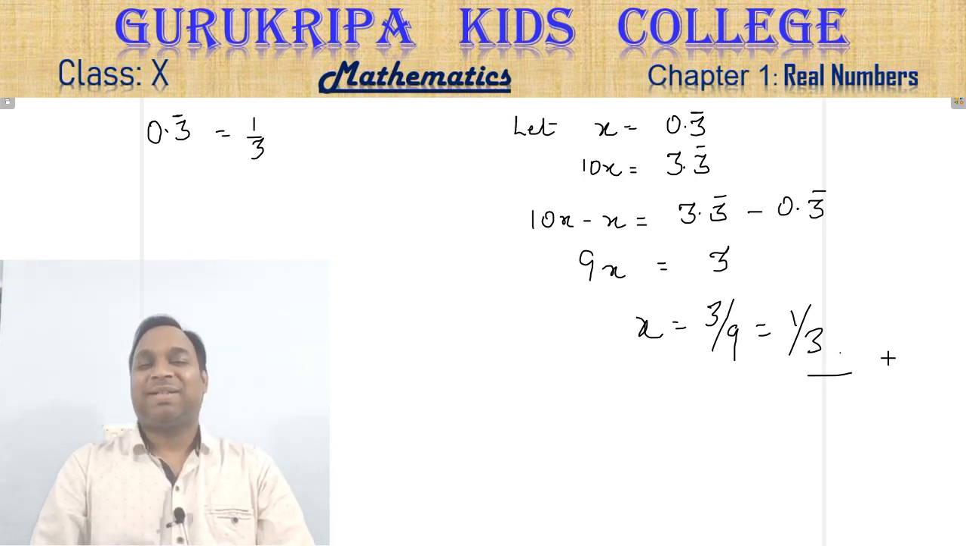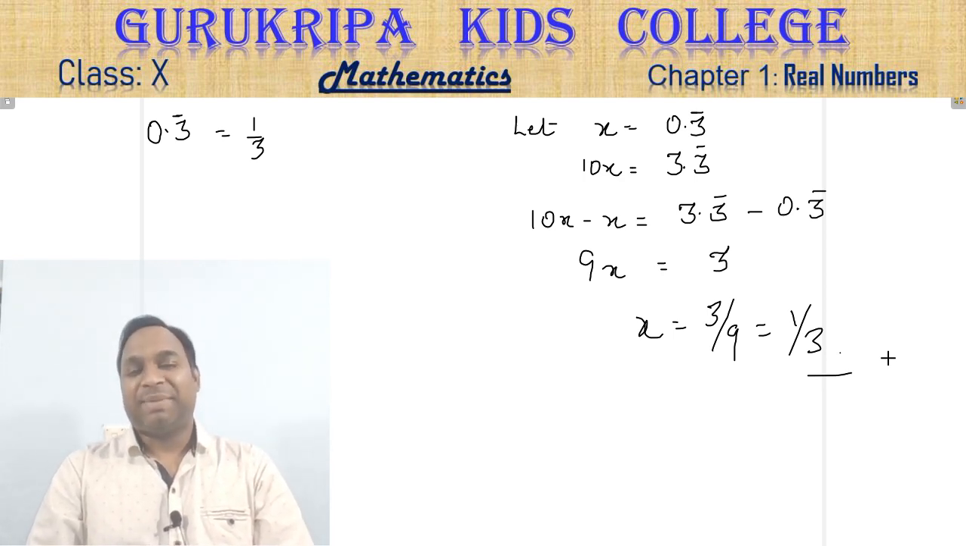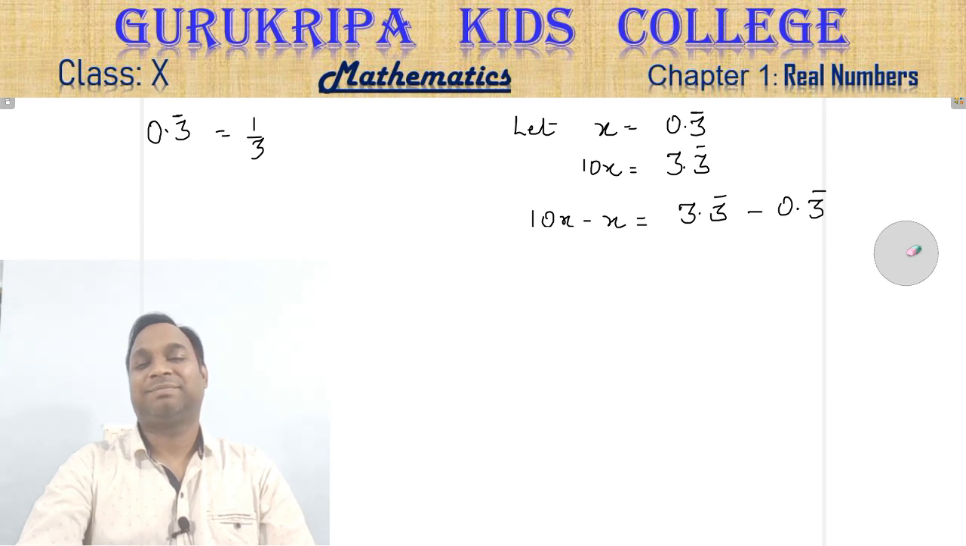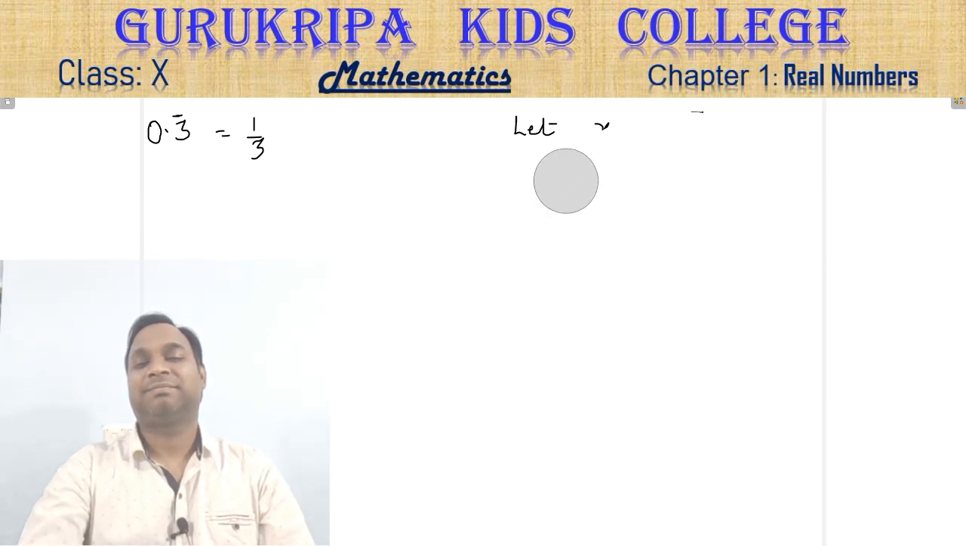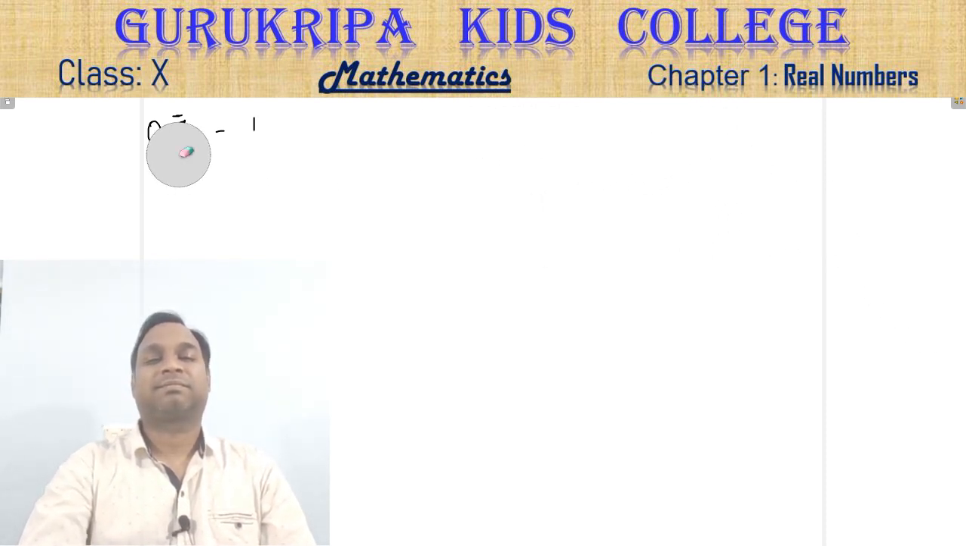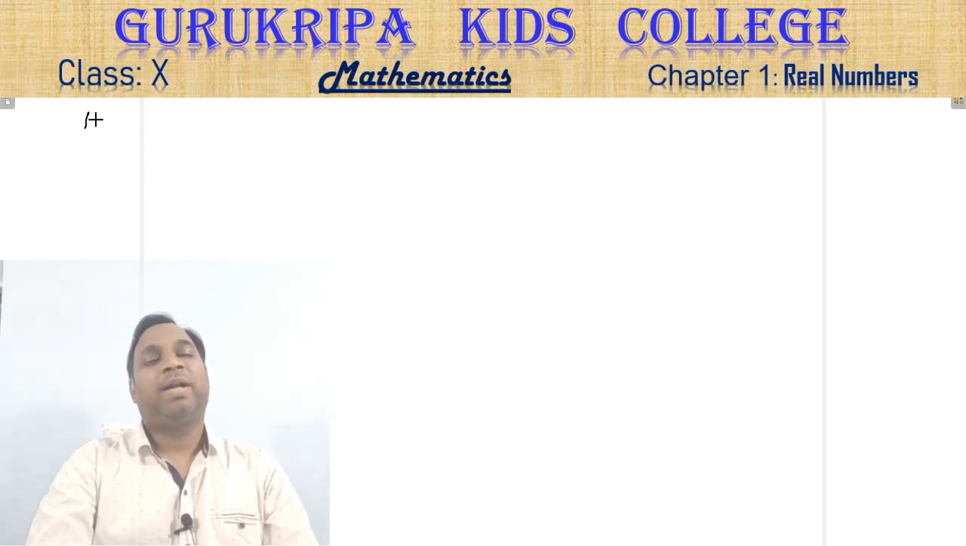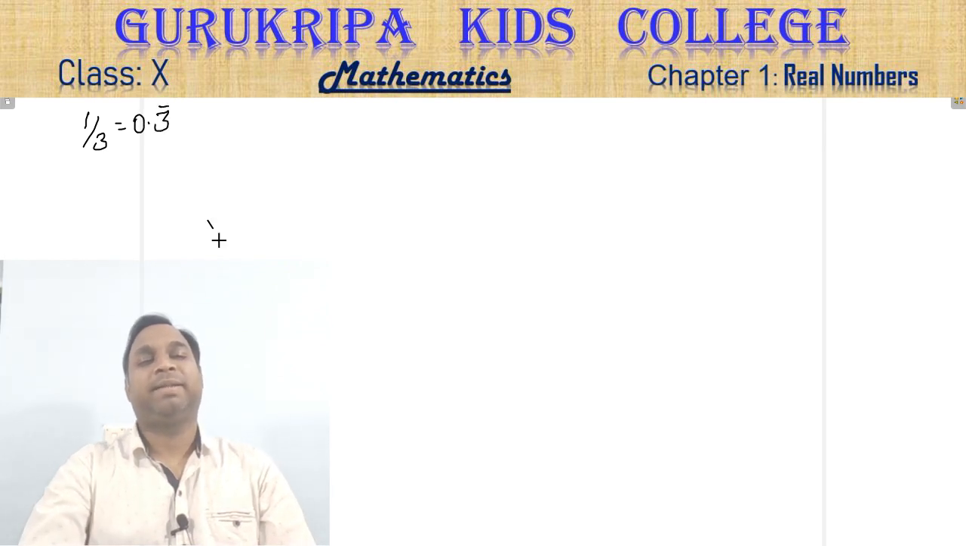That's how you convert a recurring decimal into a fraction. Let's see one more example. This was the simplest example. Let's have one more example. Okay, I'll just write 1 by 3 is equal to 0.3 and this is repeating.